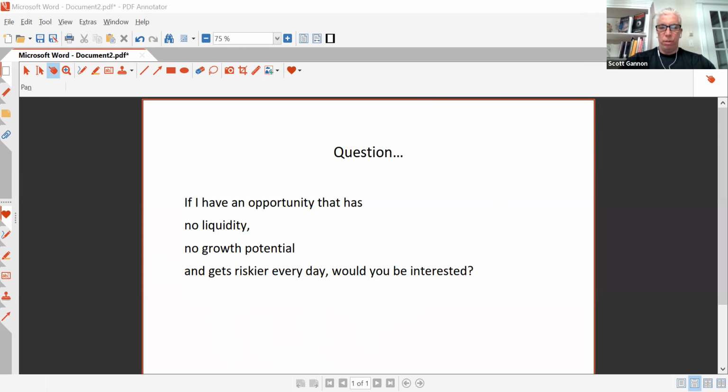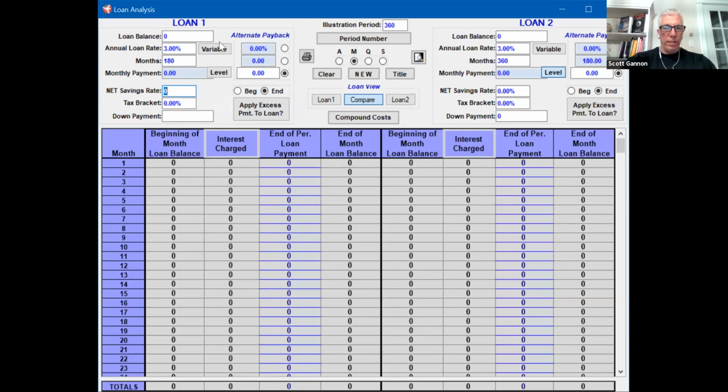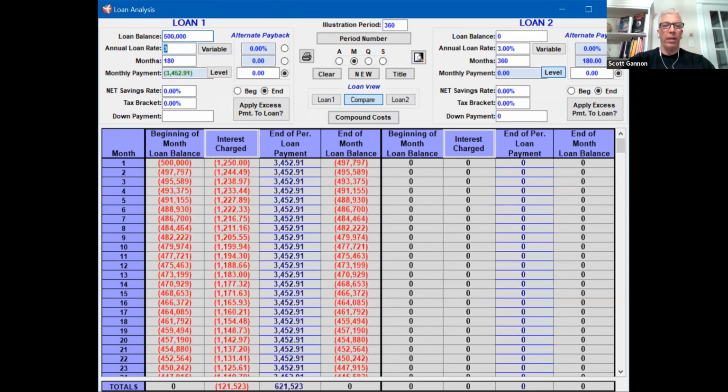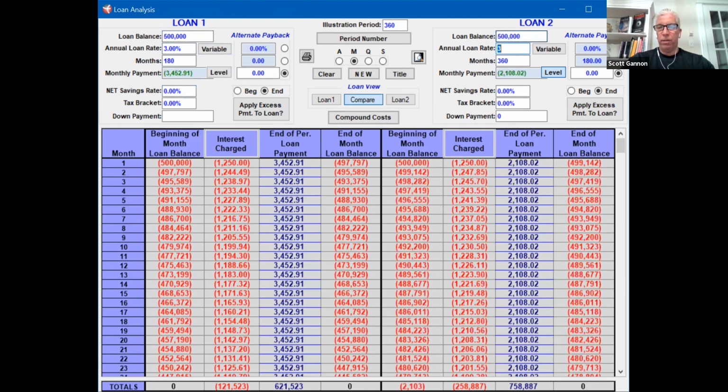Here, I'm going to show you the differences between an accelerated mortgage and pushing it out as long as possible. I'm going to reshare my screen with the loan analysis. You should be able to see it now. I'm going to use a $500,000 loan balance, 3% interest rate, 15 years or 180 months. Over here, we're going to do the same balance of $500,000, 3% for 360 months or 30 years. So we're looking at 15 years versus 30 years.